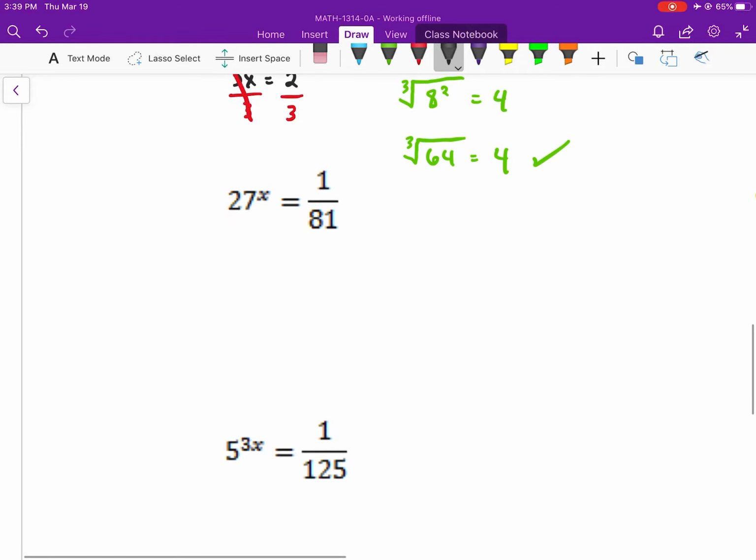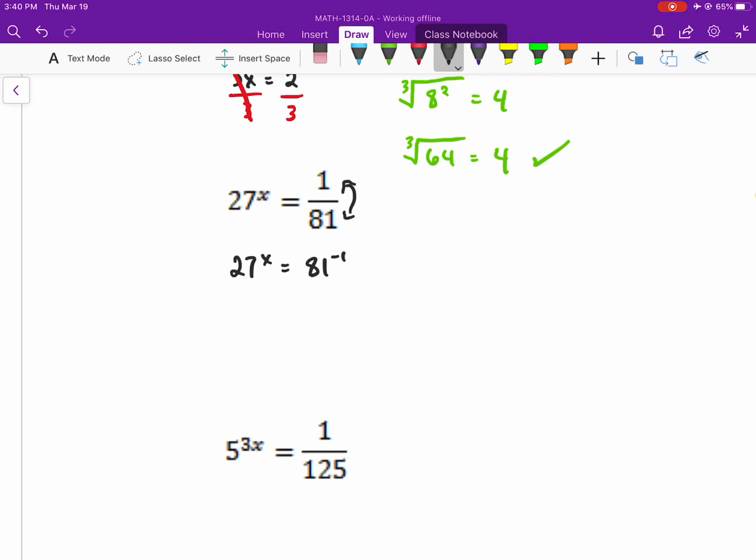Alright, let's just work our way down here, okay? So we have 27 to the x power equals 1 over 81. So anytime you see a fraction, let's go ahead and take the reciprocal and get rid of that fraction, okay? So we have 27 to the x power equals 81 to the negative 1 power. Remember, we're going to flip this. Anytime we flip it, we're going to have a negative exponent, okay?